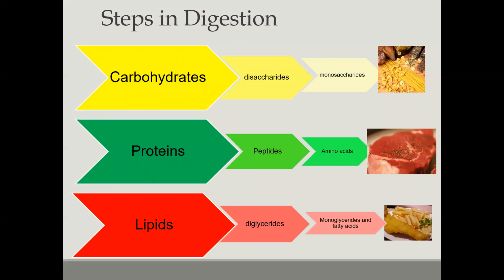Then we have the steps in digestion. We have how each component is broken down more and more into its smallest increments. So carbohydrates get broken down to disaccharides, and then down to monosaccharides. Proteins get broken down to peptides and then to amino acids. And then lipids get broken down to diglycerides and then down further to fatty acids. So that's how we break things down to get the most bang, or how our body utilizes it in its most basic broken down form.